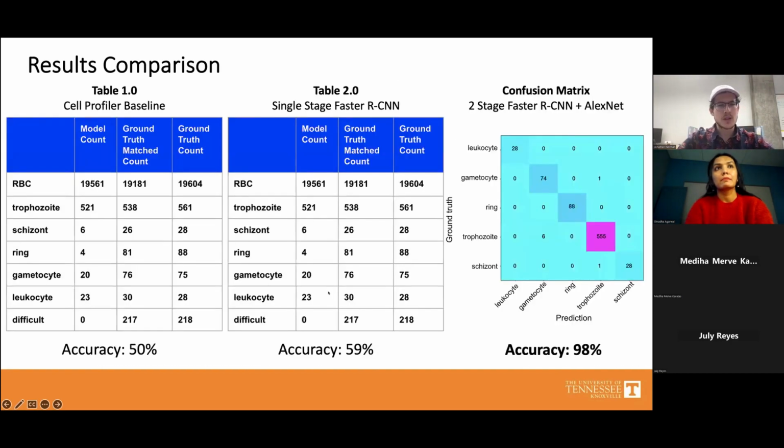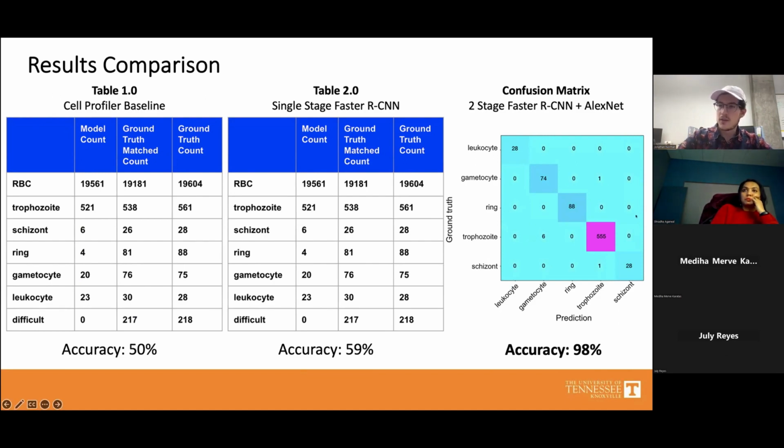As far as the results go, they are quite impressive. On the left here, this is the CellProfiler baseline. You can see on the bottom the accuracy of CellProfiler, which is your standard way of doing it, is only 50% when compared to the human-done, actual real results. In the middle, you can see the single-stage faster RCNN implementation. You have a slight improvement on the benchmark, but it's still not all that significant.